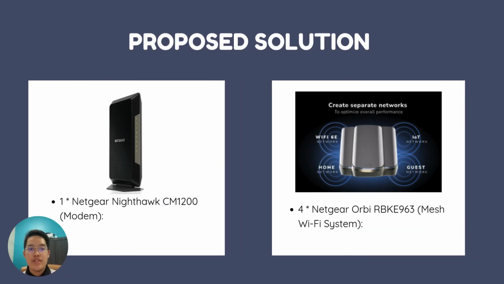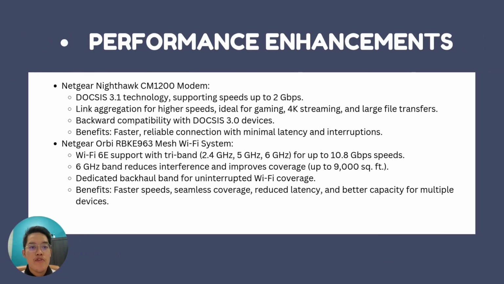So for the proposed solution, I am going with one Netgear Nighthawk CM1200 for the modem, and four Netgear Orbi RBKE963 for the mesh Wi-Fi system. From the performance enhancement view, the modem consists of the latest technology supporting speeds up to 2 Gbps. They also support link aggregation for high speed, ideal for gaming, streaming, and file transfers. The benefit is a faster and reliable connection with minimal latency and interruption.